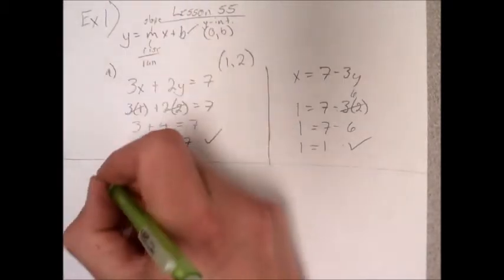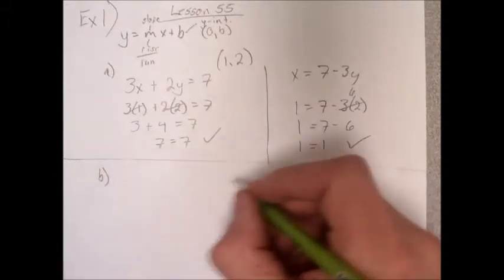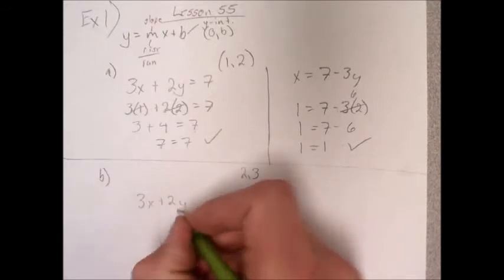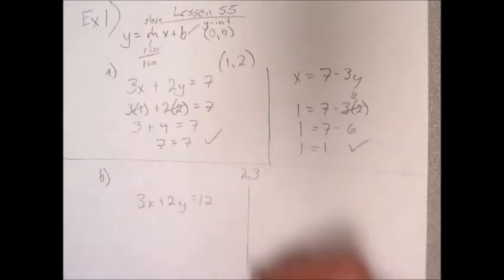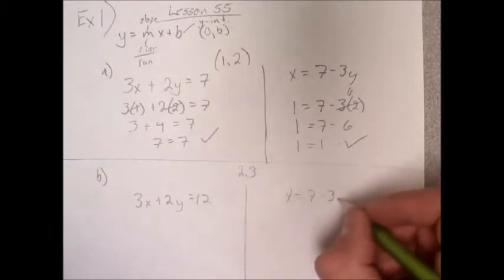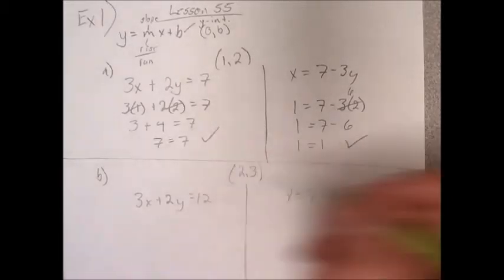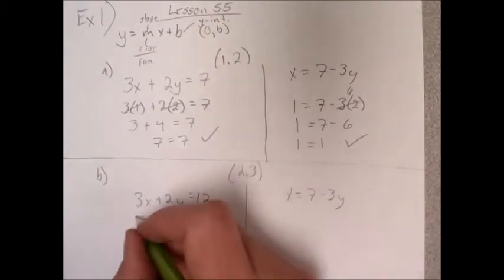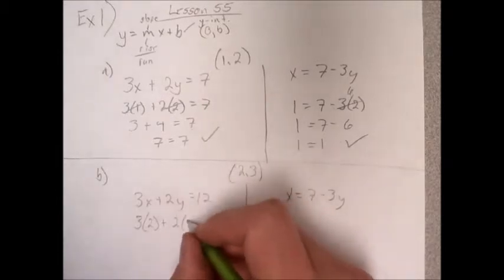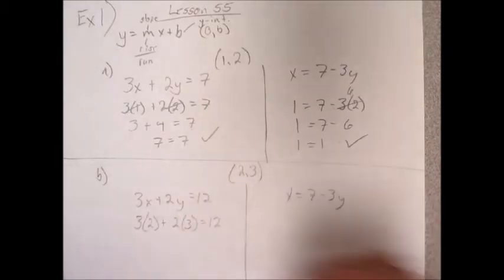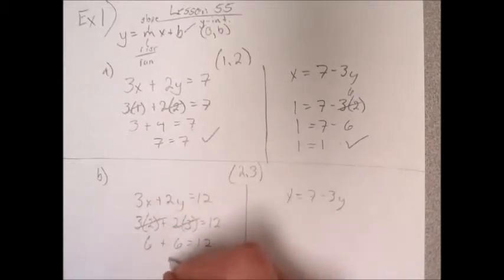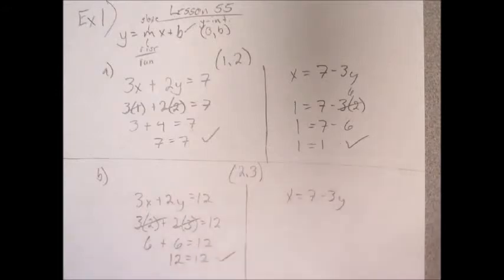That was part A. For part B, we're going to check 2, 3. We're going to have two different equations, 3x + 2y, and this time it equals 12. And then it says x = 7 - 3y. And again, I'm plugging in the coordinate pair (2, 3). So 3 times 2 plus 2 times 3 equals 12, hopefully. So that turns into a 6. This also turns into a 6. It should equal 12, and it does, so it checks out.